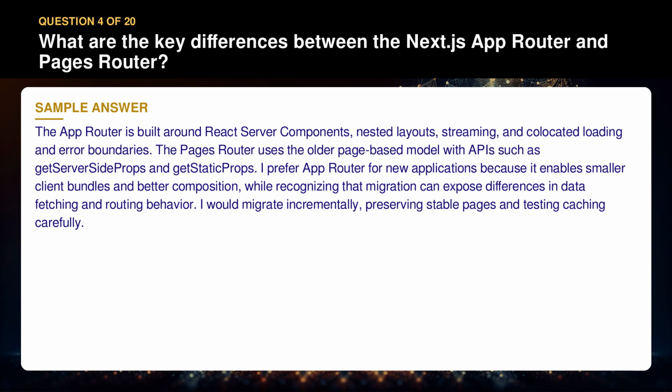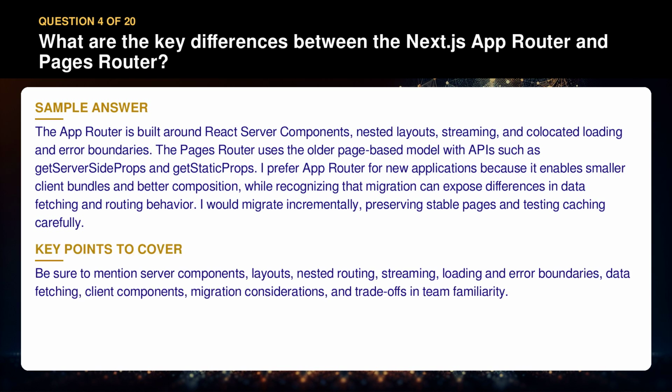The App Router is built around React Server Components, nested layouts, streaming, and collocated loading and error boundaries. The Pages Router uses the older page-based model with APIs such as getServerSideProps and getStaticProps. I prefer App Router for new applications because it enables smaller client bundles and better composition, while recognizing that migration can expose differences in data fetching and routing behavior. I would migrate incrementally, preserving stable pages and testing caching carefully.